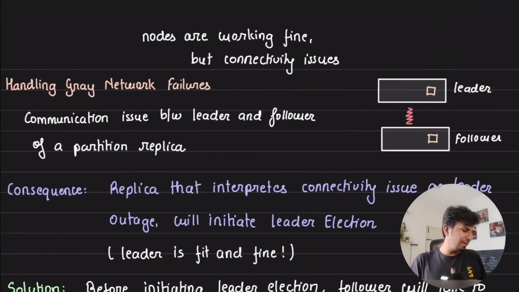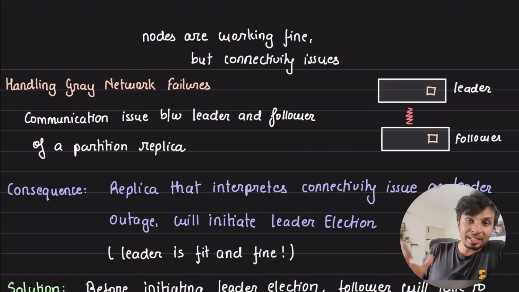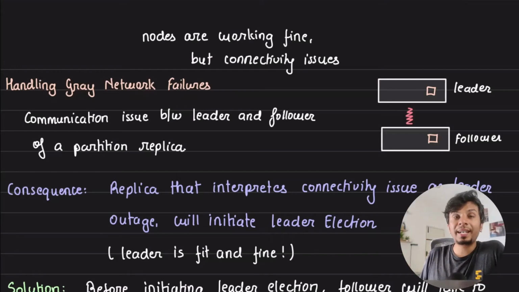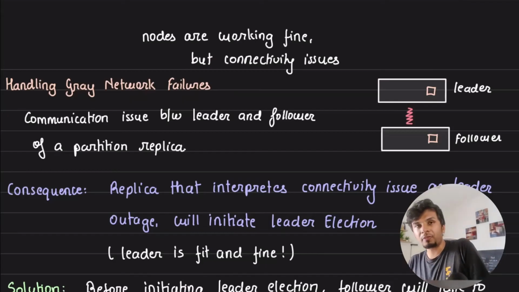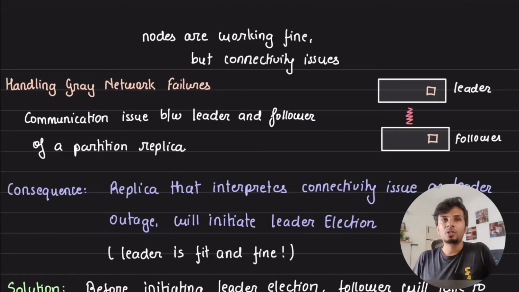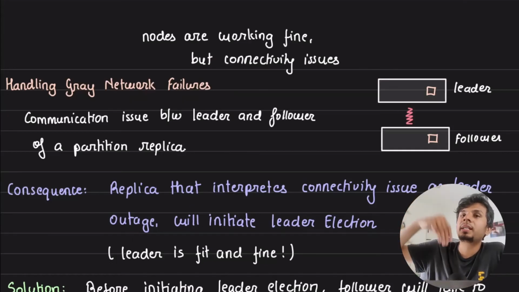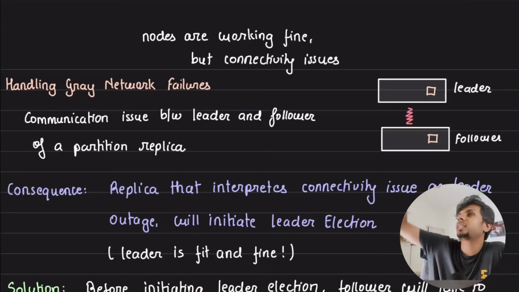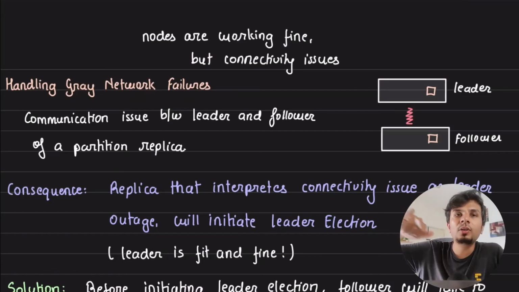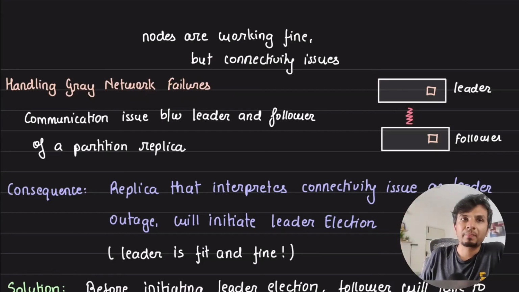Okay, that's availability. Now, the really interesting part is gray network failures. Gray network failures are network failures which are not really failures. So you think that things failed, but it did not actually fail. What happened is there was a connection problem. So let's say a follower thinks that a leader is down because it could not get the heartbeat from the leader. The follower thinks that the leader is down, but the leader is not down. There is this network issue that is happening.